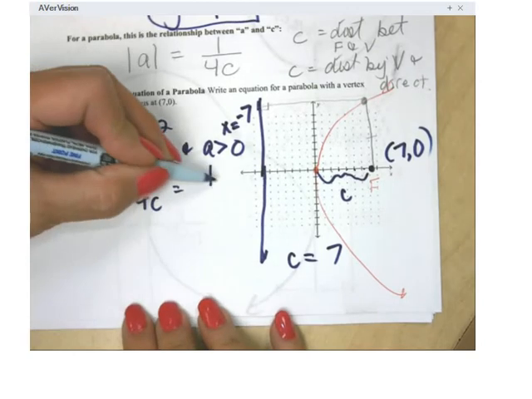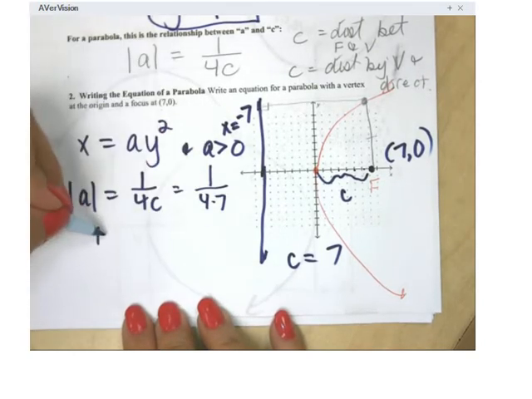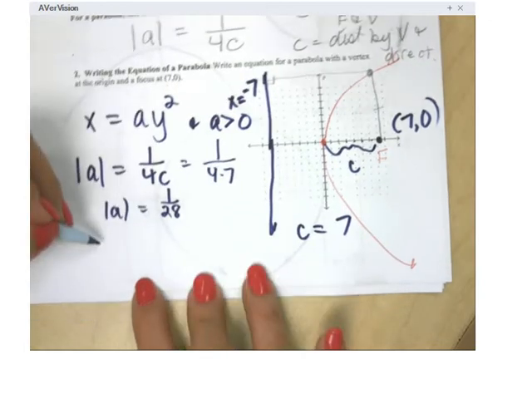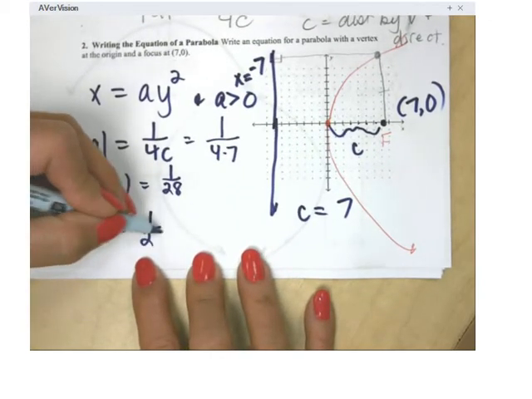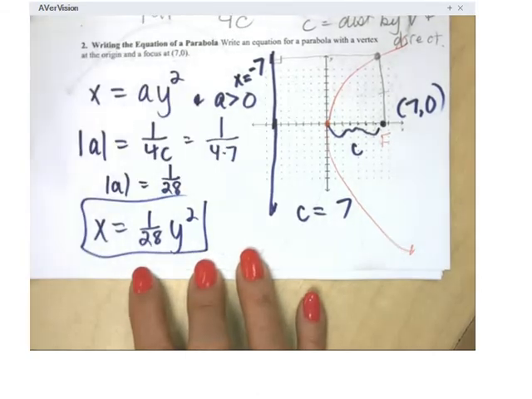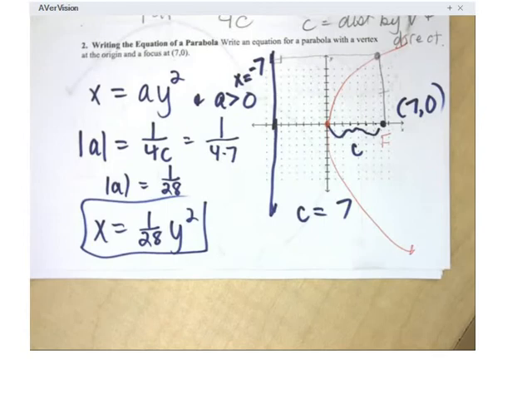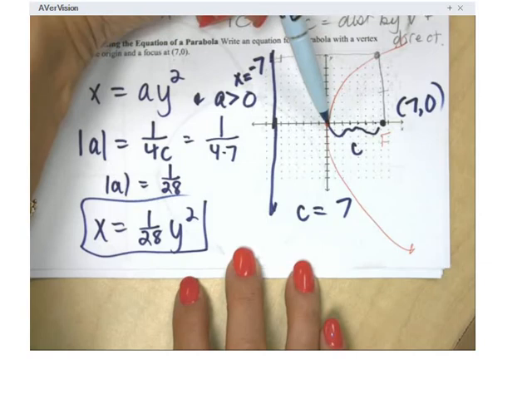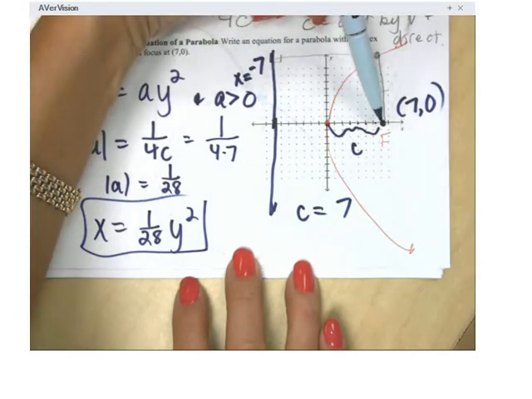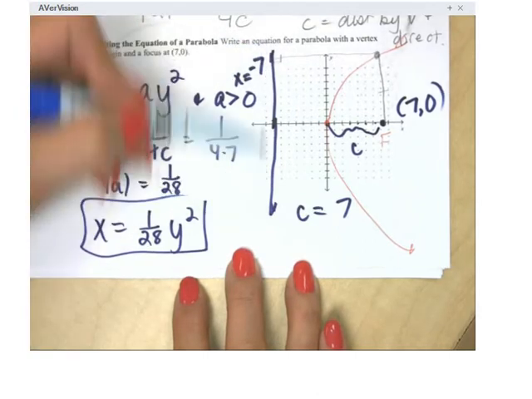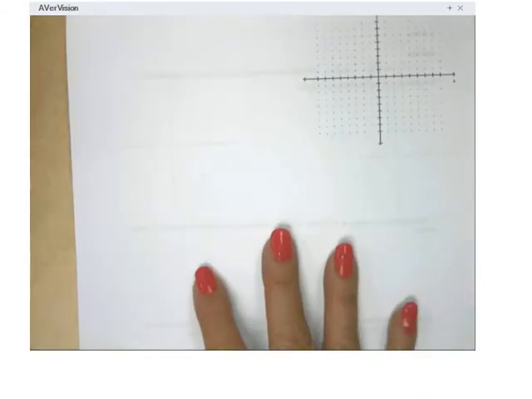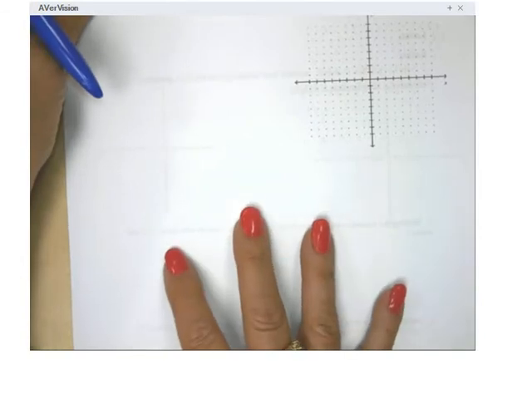Now, because it opens to the right, I now know that my equation is in the form x equals a y squared. I also know if it opens to the right or up, a is positive, so a has to be a positive number. So now I'm ready to find my equation. The absolute value of a has to equal 1 over 4c. I also know that my distance from my vertex to my focus is 7. So I know the absolute value of a is equal to 1/28. But I actually know it's positive because it opens to the right, so I can write my equation. x equals 1/28 y squared. And there's my equation.